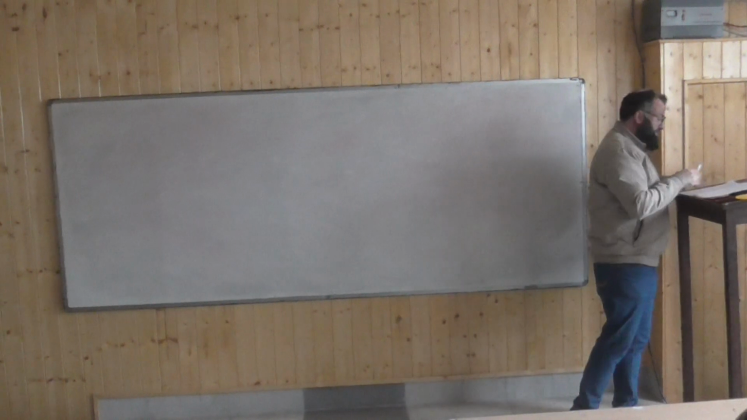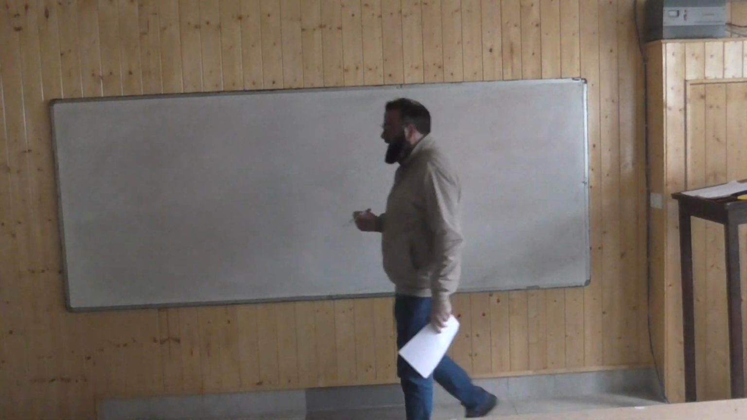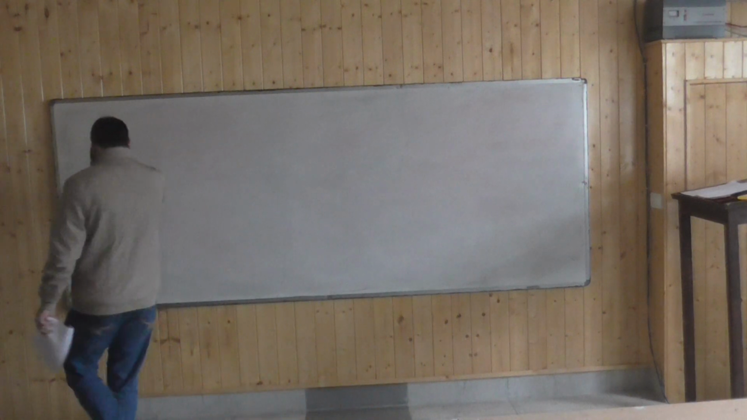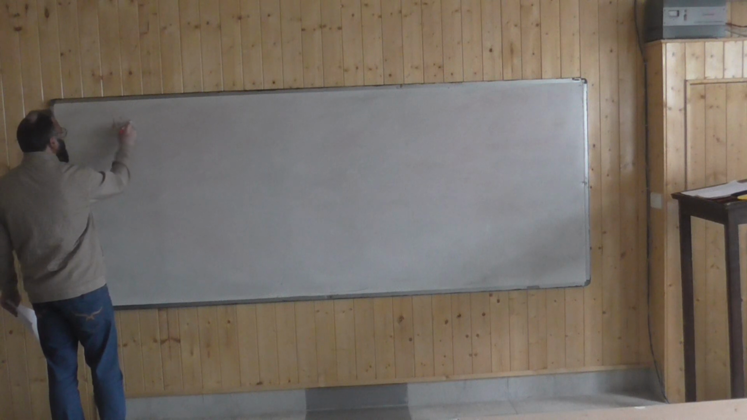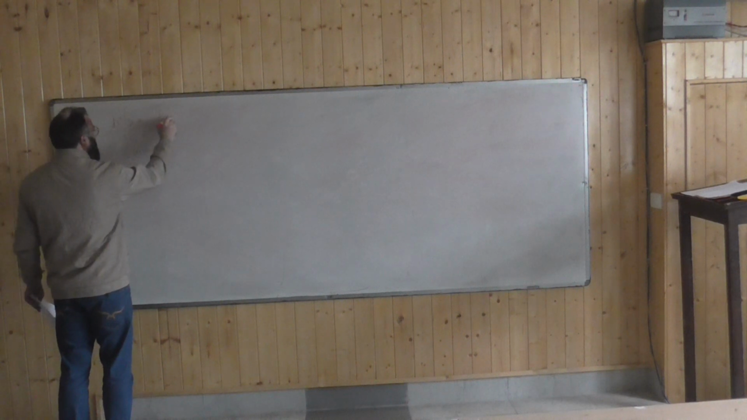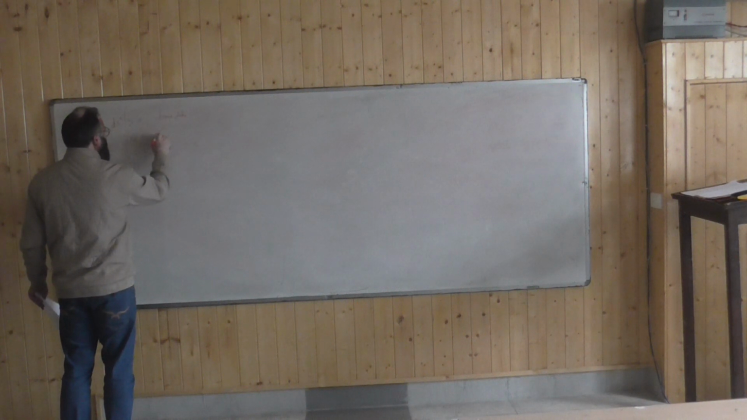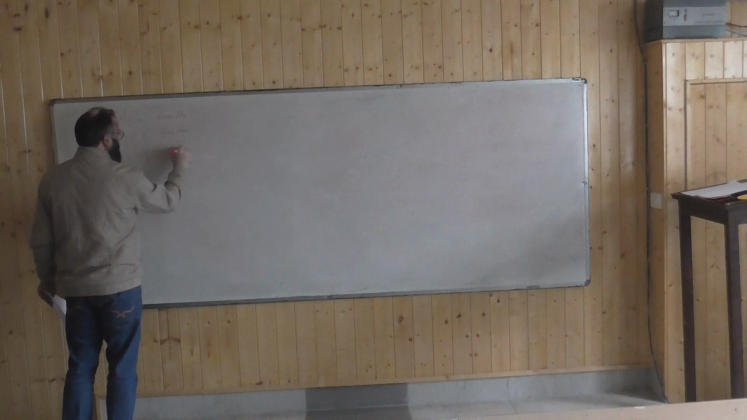Okay, so now what we have done till now. In this lecture, we considered ds square greater than 0, less than 0, and equal to 0. So this is time-like, this is space-like, let me repeat, and this is light-like.